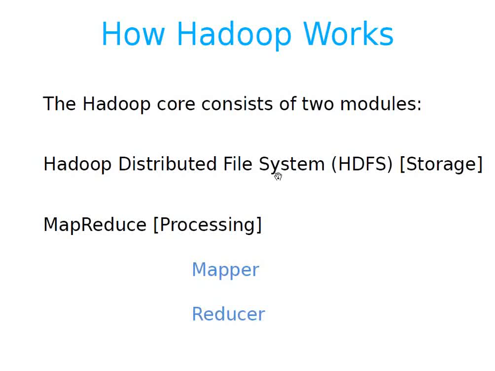So the first part, which is dealing with the storage, is known as Hadoop Distributed File System. In short, it is known as HDFS. This part is taking care of storage of large amounts of data on your Hadoop cluster. And the second part, MapReduce, or you can say processing, takes care of processing of large amounts of data on your Hadoop cluster.